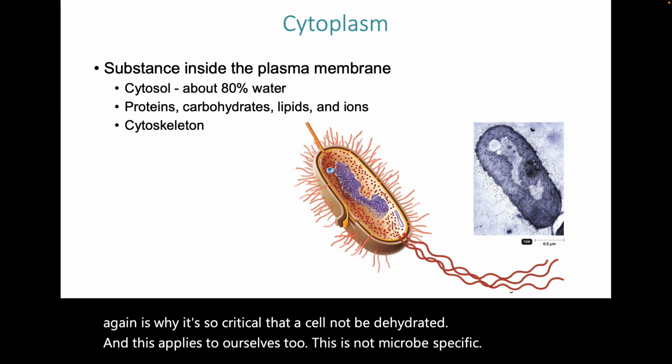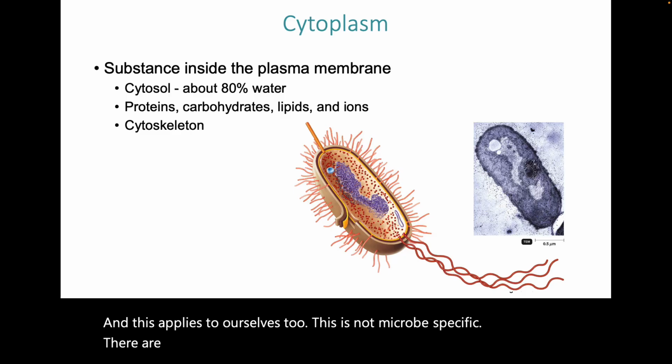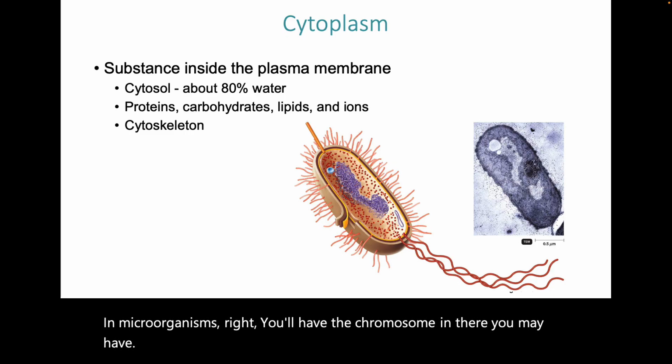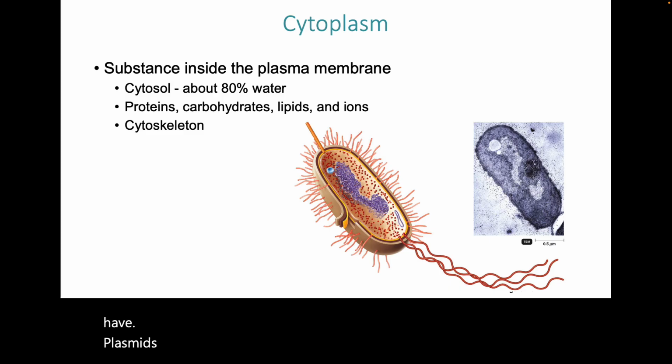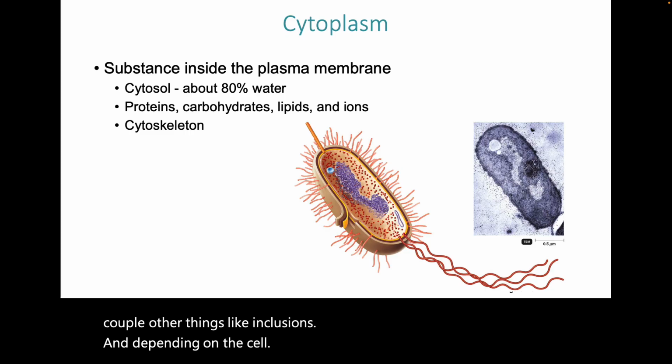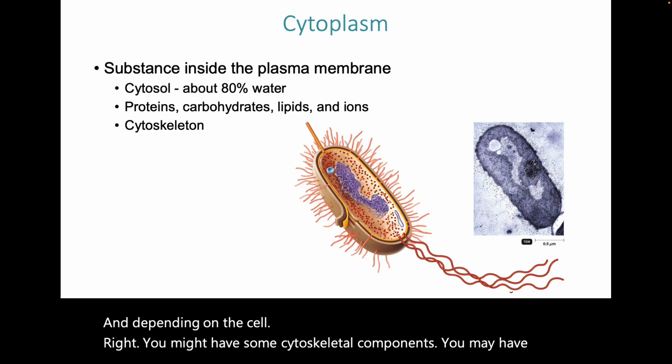There are proteins, carbohydrates, lipids, ions. In microorganisms, you'll have the chromosome in there. You may have plasmids. The ribosomes are floating around in there. You might have a couple other things like inclusions. And depending on the cell, you might have some cytoskeletal components. You may have a cytoskeleton, like the internal skeleton of a cell.